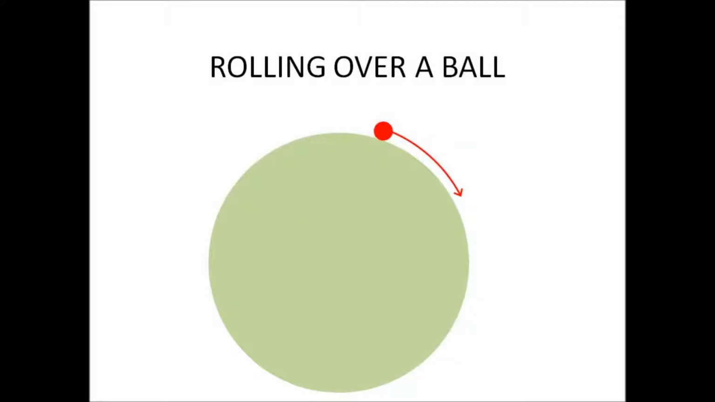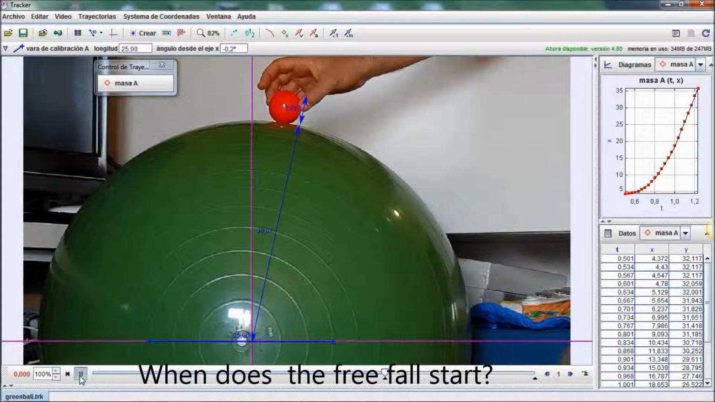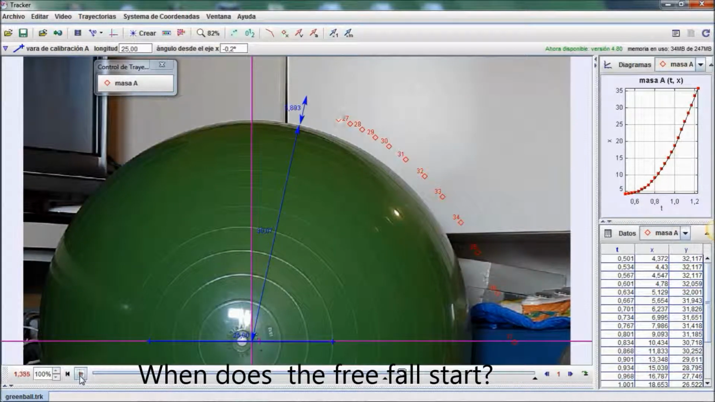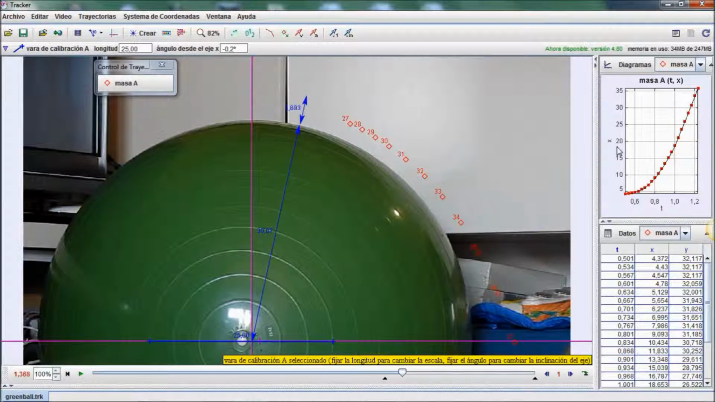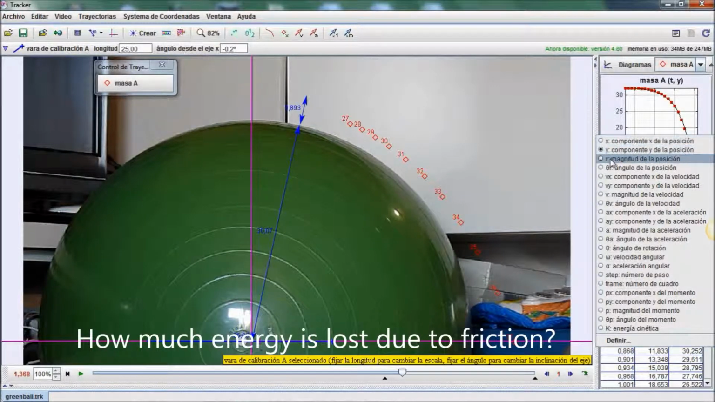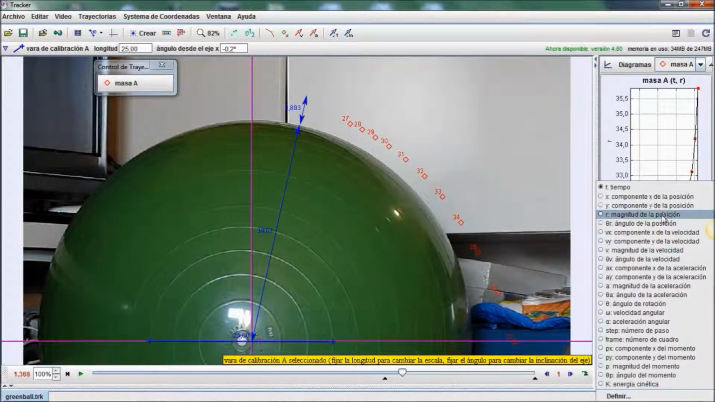The objective of this lab is to study a small red ball rolling on a bigger green one. In particular, find the angle when both balls lose contact and study the loss of energy due to friction. We are going to compare the movement with the case of a frictionless ball rolling over the green one and with the real data from the tracker.